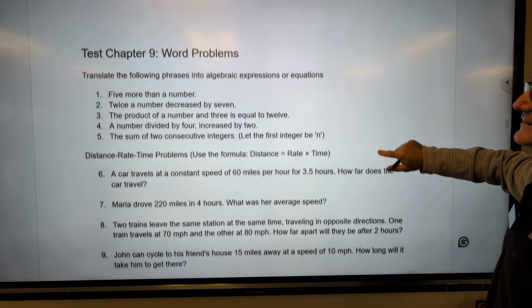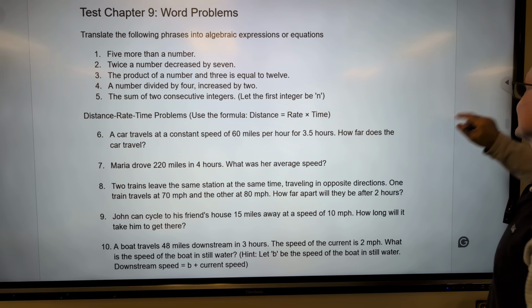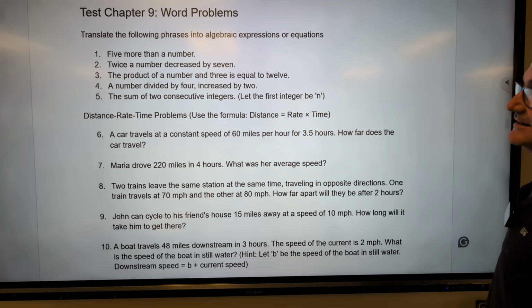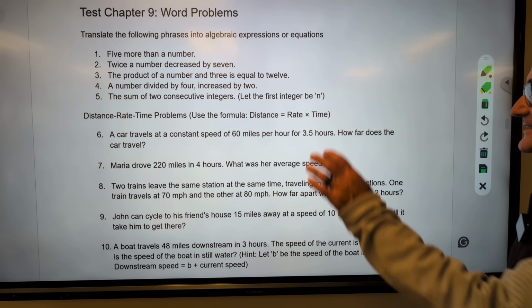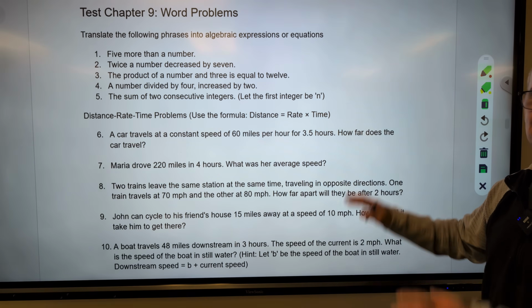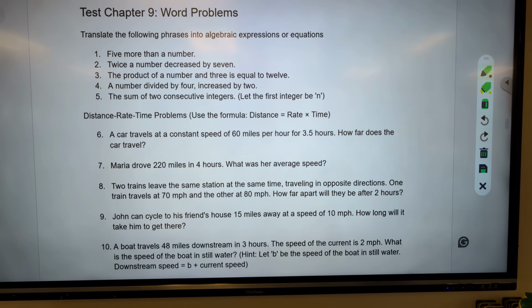Okay, then here's our test on chapter 9, kind of wrapping it up right here. I'll pause the video for a second. Go ahead and work through these and I'll work through them. Again, the key is in the book.